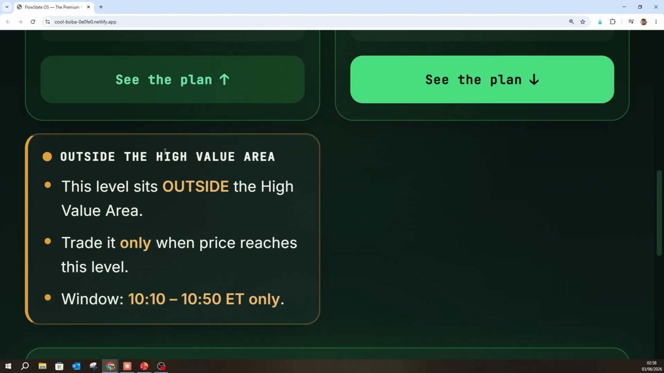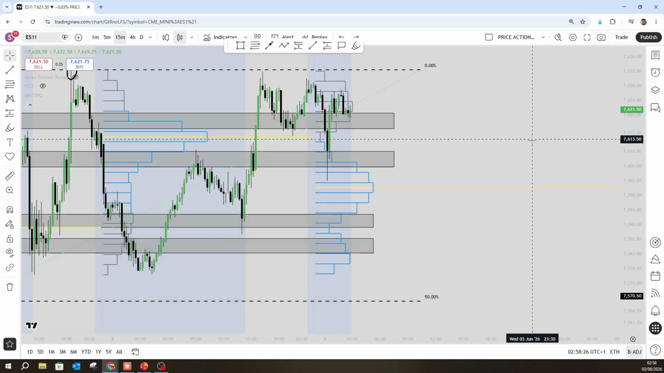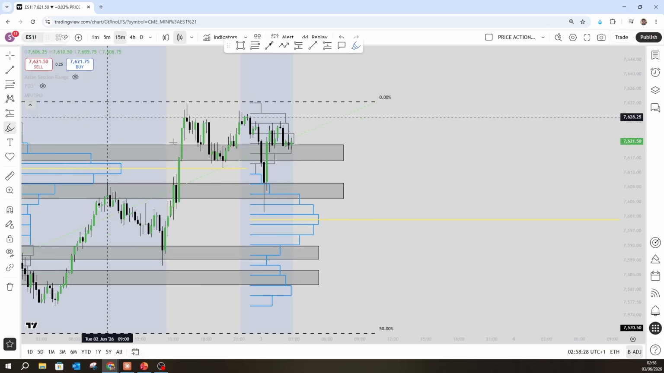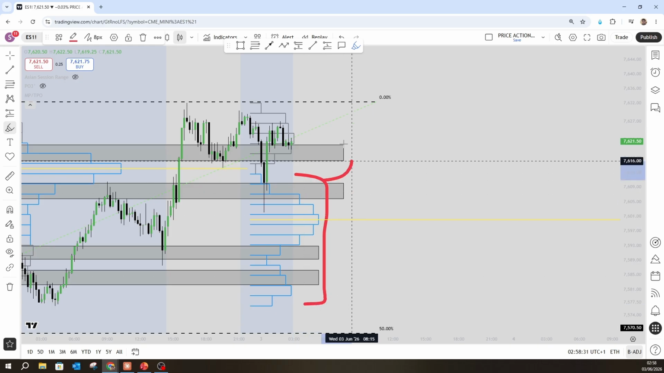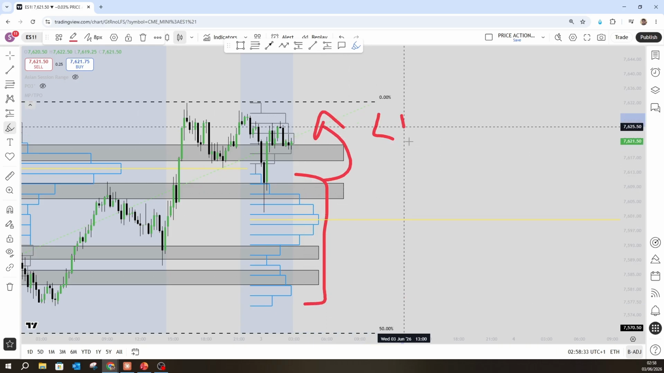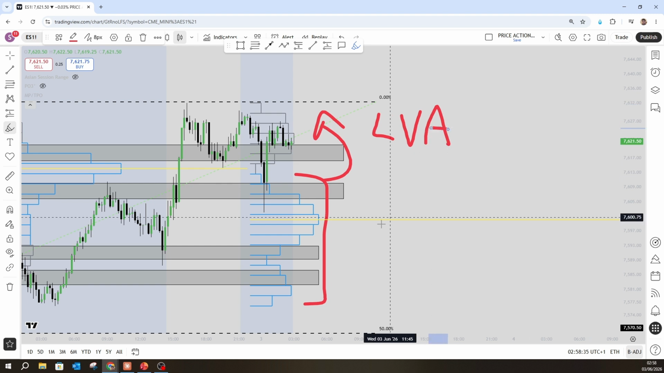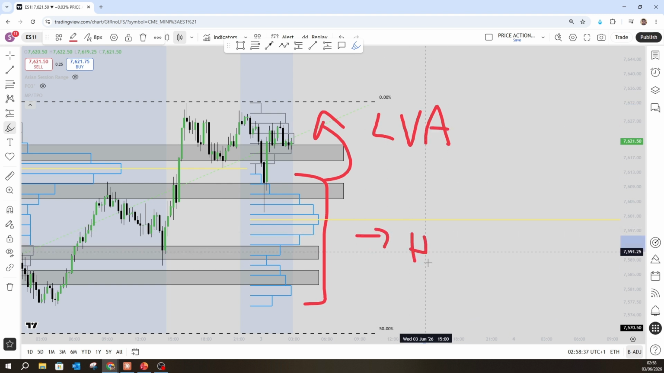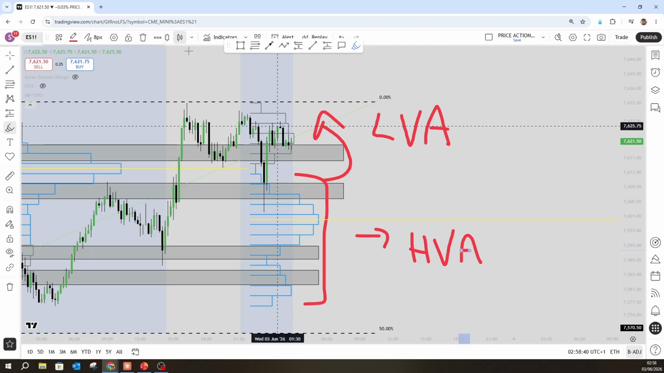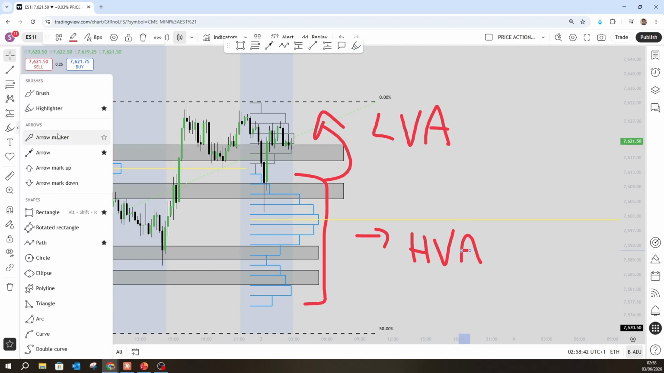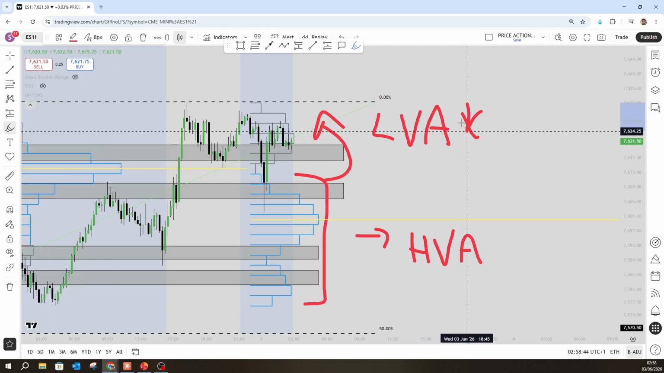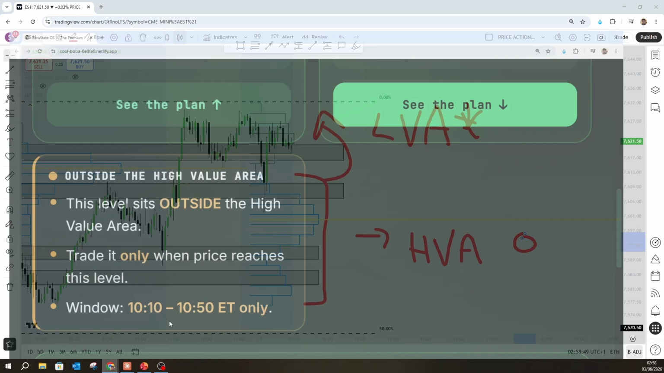So for example, if this key level is outside of a high volume area, which means by definition it sits outside of this blue region here, then it's in a low volume area. This is a high volume area. Okay, very important to understand. And we treat the high volume areas differently to the low volume areas. The strike sheet forces you to get clear on that.